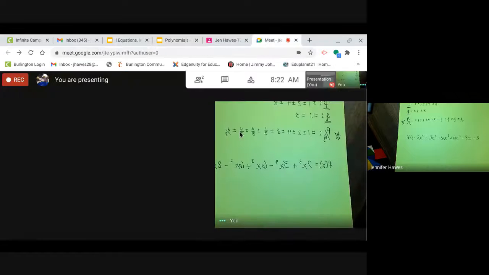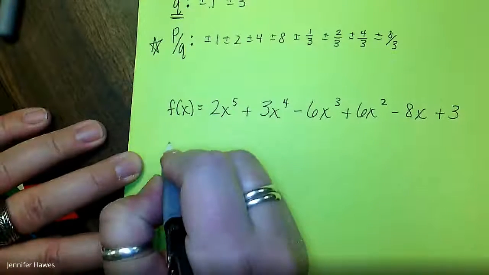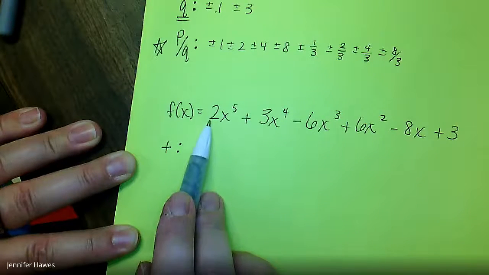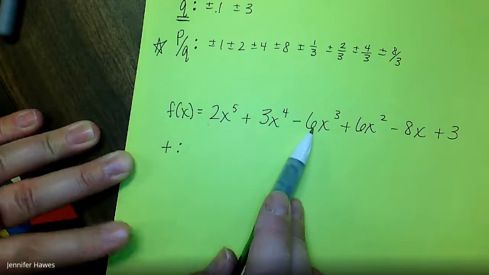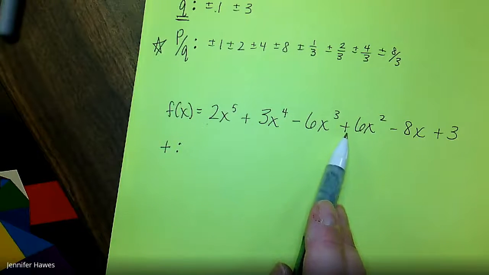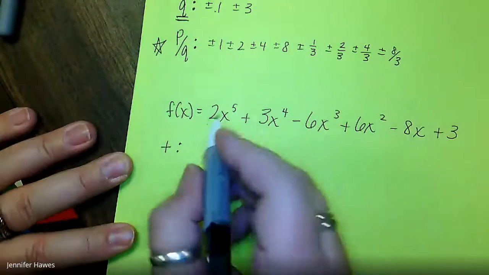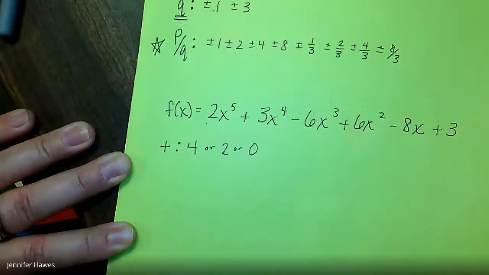Okay, I'm going to go right here. Now we're just counting how many positive changes we can have. So you start here. Positive, positive, didn't change. Positive to a negative, there's 1. Negative to a positive, there's 2. Positive to a negative, there's 3. Negative to a positive, there's 4. So I could have 4 or 2 or 0.